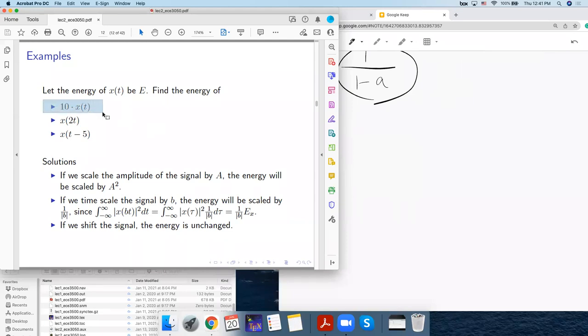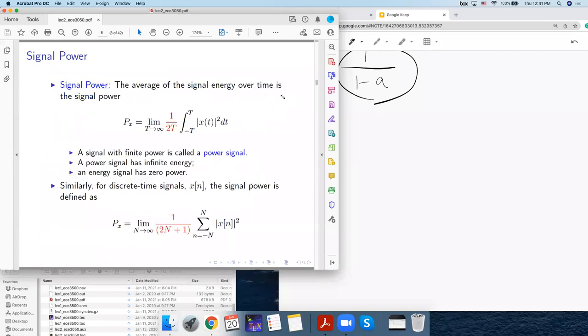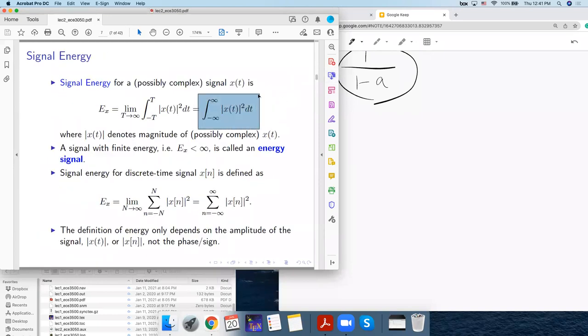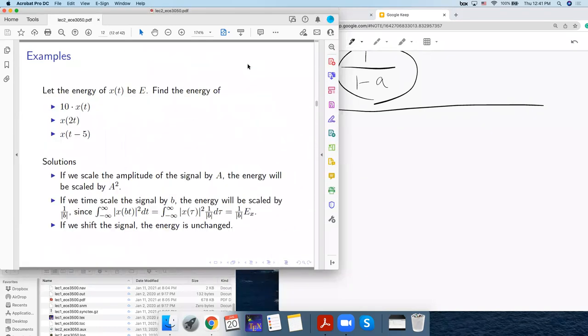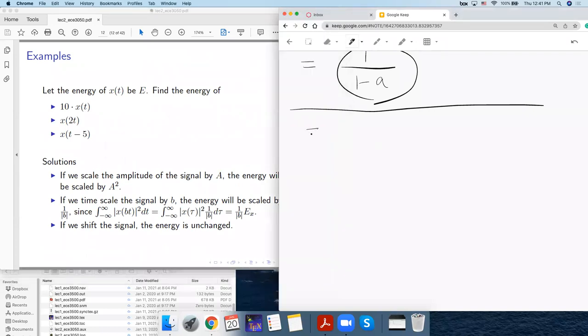And this can be obtained by the definition of energy, because the energy is defined to be the integration or summation of the magnitude to the power of 2. So if we scale the signal by a constant, then everything inside will be scaled by the magnitude of the constant to the power of 2. Therefore, going back to this example, the energy of this 10 times x(t) is basically the integration of the magnitude of 10 times x(t) to the power of 2 dt.